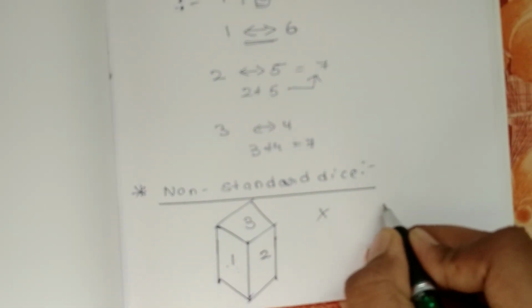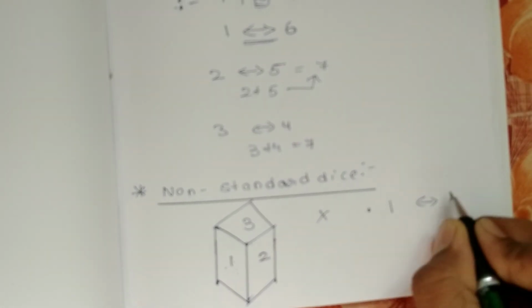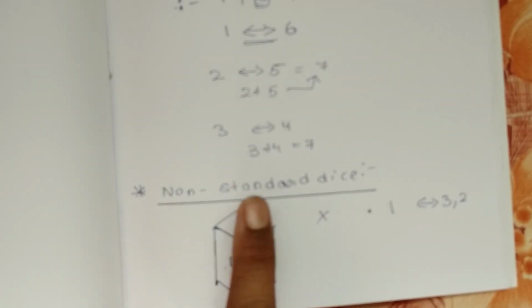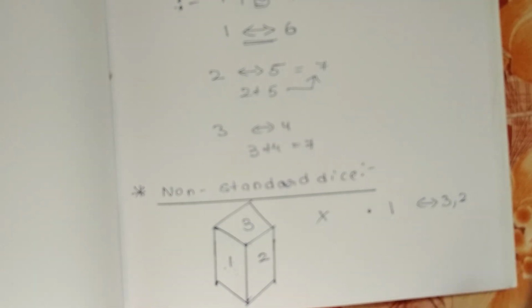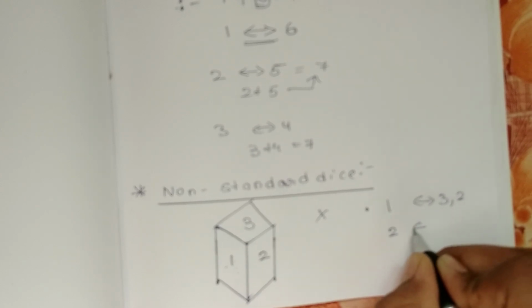So I'll write a few points here. Just note down this. See, here 1 is there, so 1 will not be opposite to 3, 2. 1 will not be opposite to 3 comma 2, because 1 is adjacent to 3 and 1 is adjacent to 2 also. I am telling, not opposite. Okay. So for 2 it will be 1 comma 3.